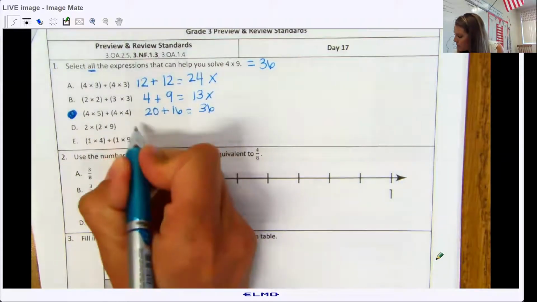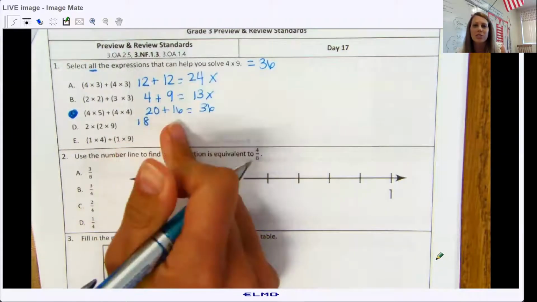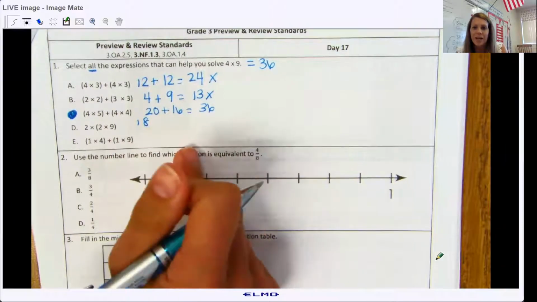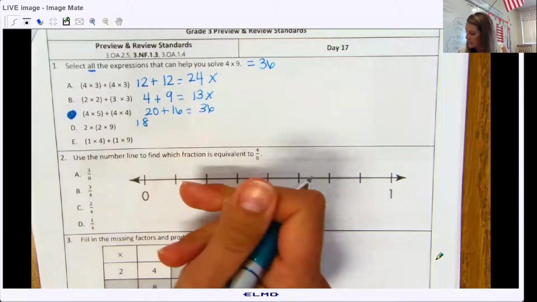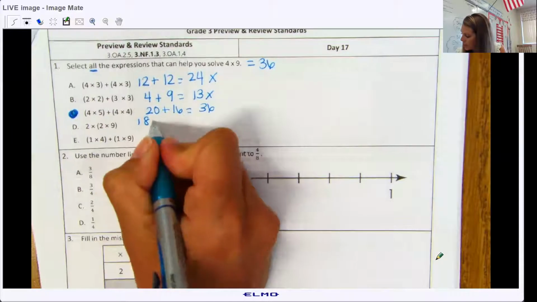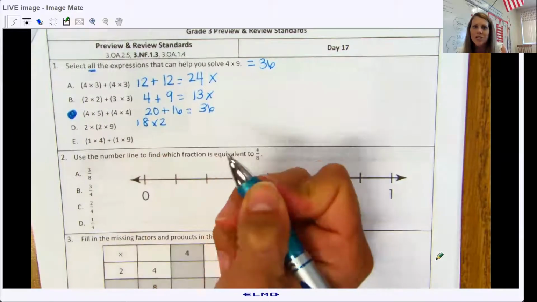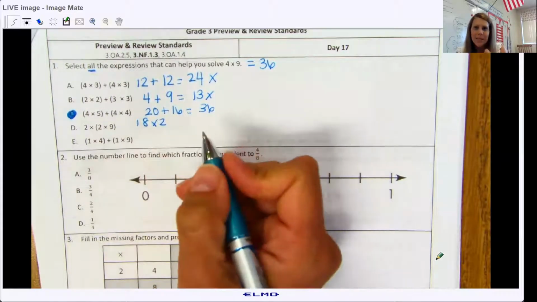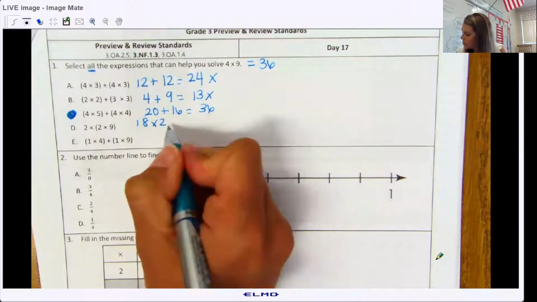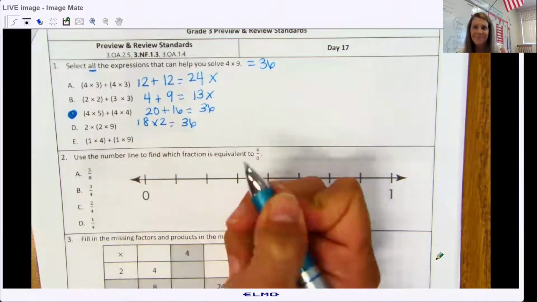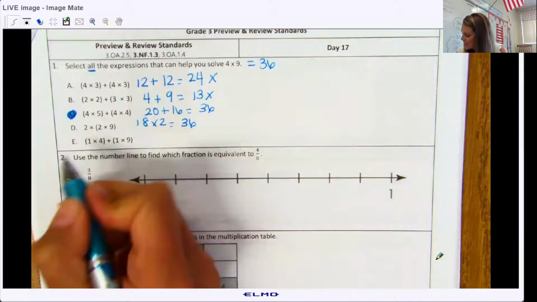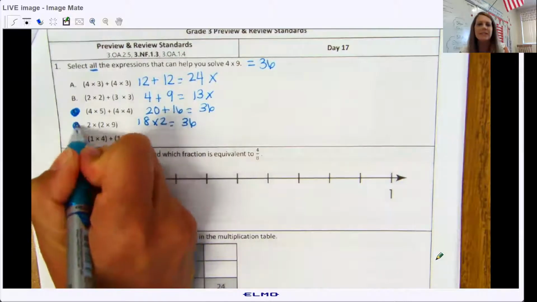And I am hoping that you solved all of these over to the side like mine. 2 times 9 is 18. And then we multiply it by 2. Or we can just add 18 plus 18, which equals what? 36. You should have also picked D.